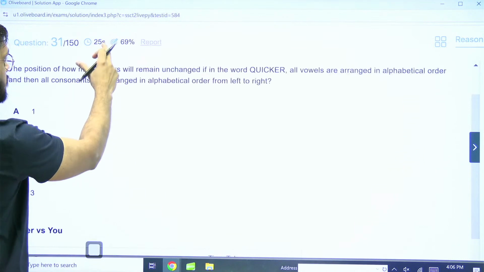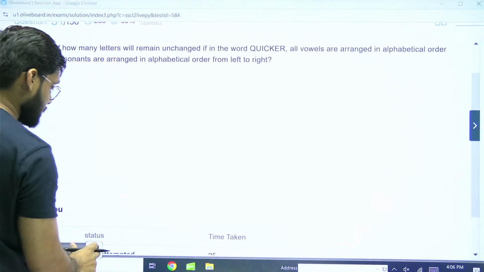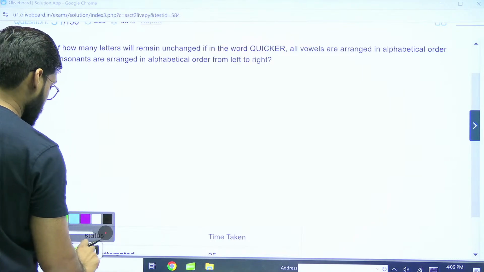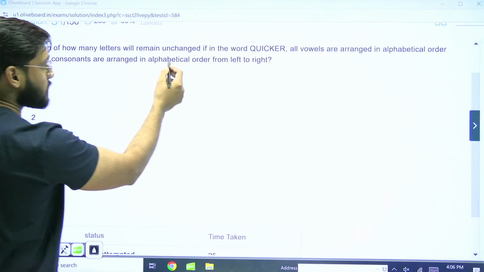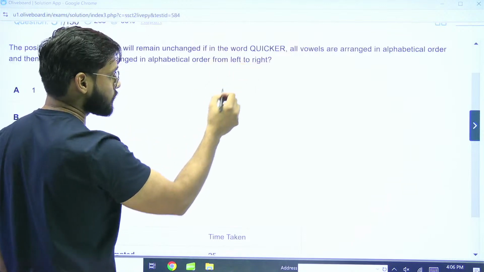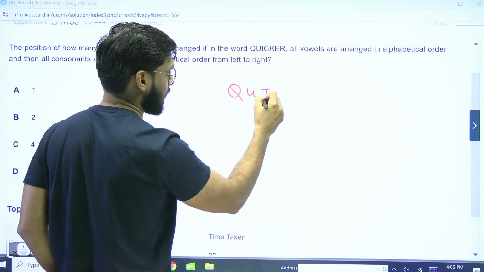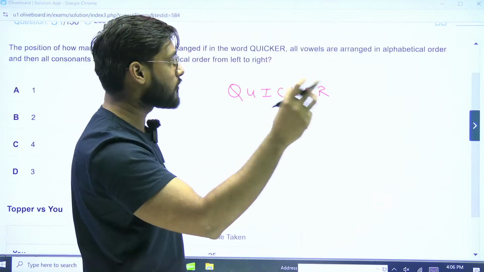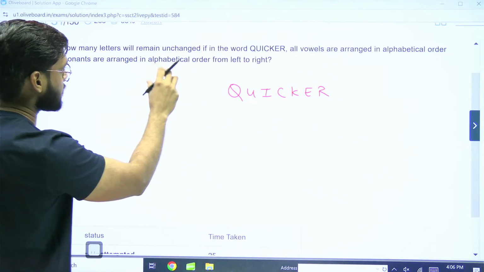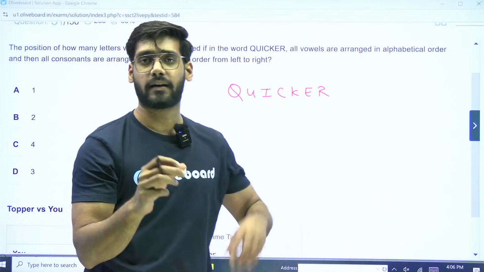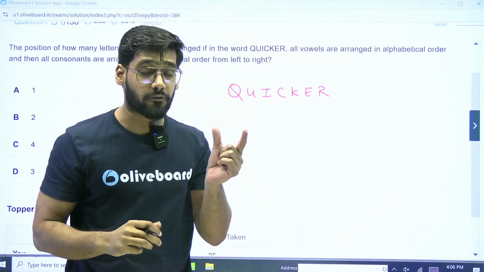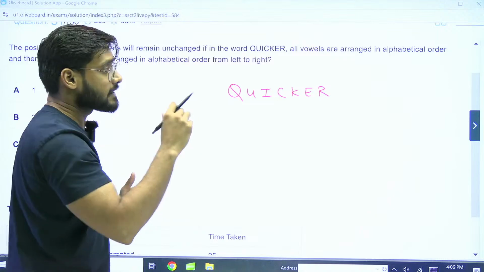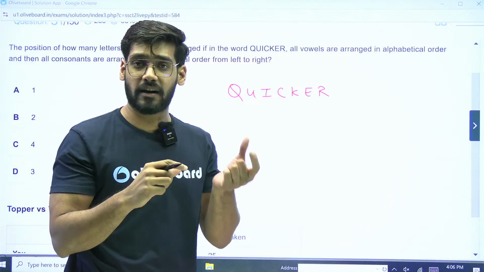The first question on our screen is: the position of how many letters will remain unchanged if in the word quicker, Q-U-I-C-K-E-R, all vowels are arranged in alphabetical order, and then all consonants are arranged in alphabetical order from left to right? We have to arrange all the vowels first, followed by the consonants, in alphabetical order from left to right. Then we have to find how many letters will remain unchanged.